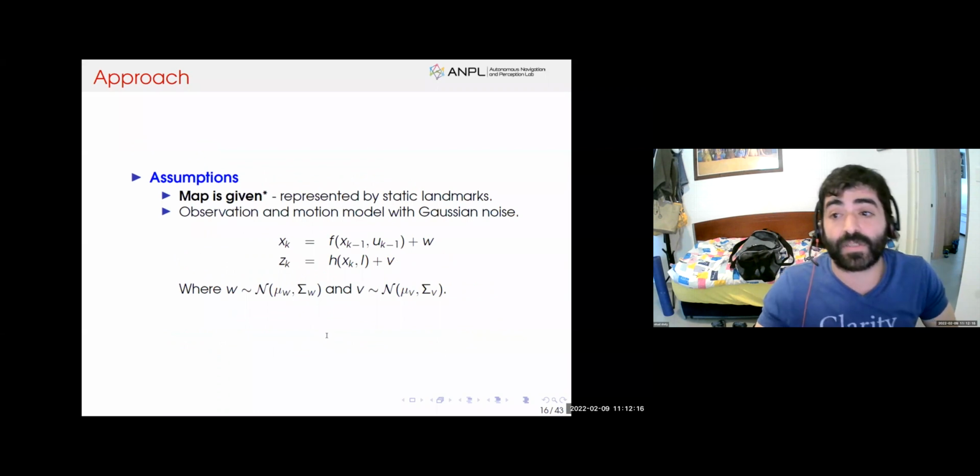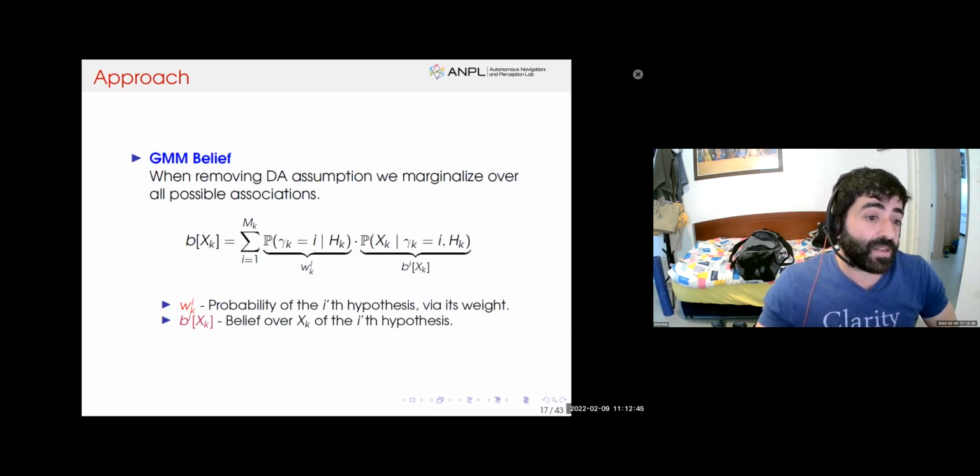A bit about the assumptions in our work. The first assumption we have is that the map is given. We know the location of the landmarks, and not only that they are known, they're also static. Another assumption is the observation and motion model we use, which are the standard ones, where we use standard Gaussian noise for both the observation and the motion. So, GMM belief.